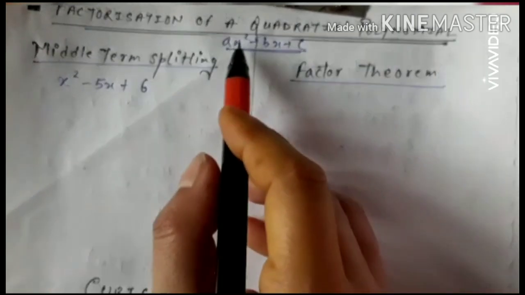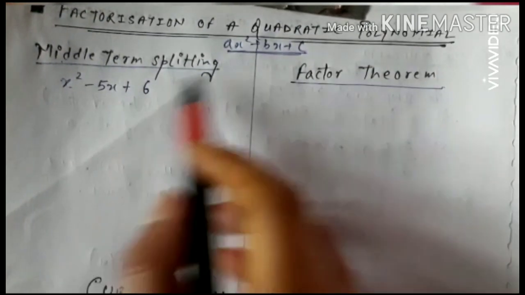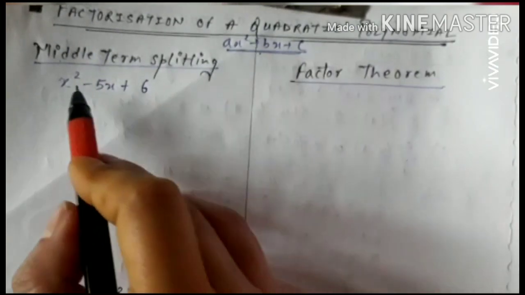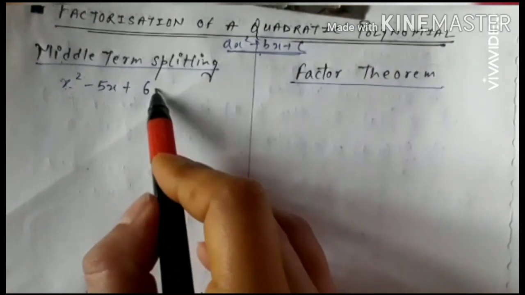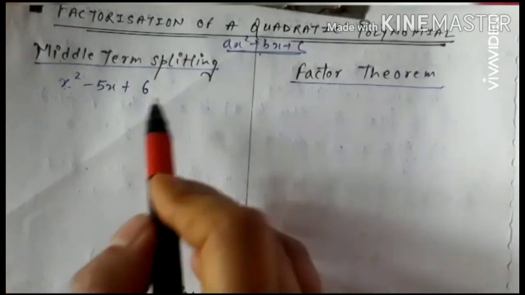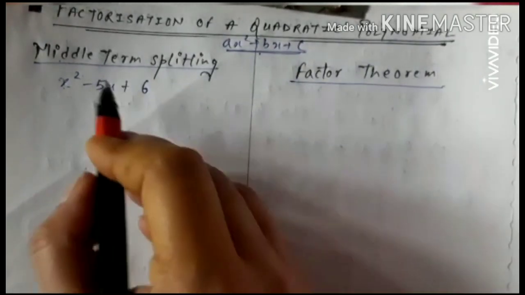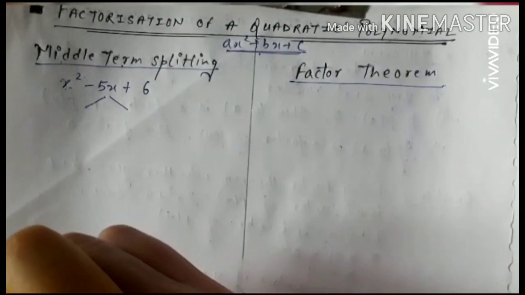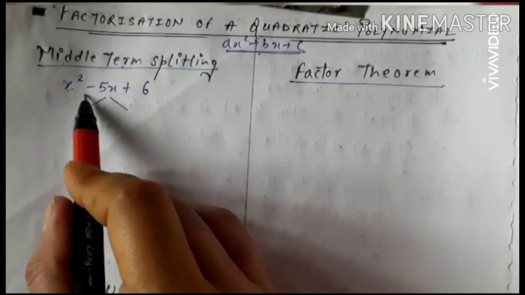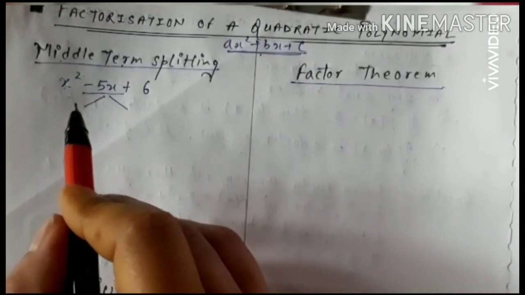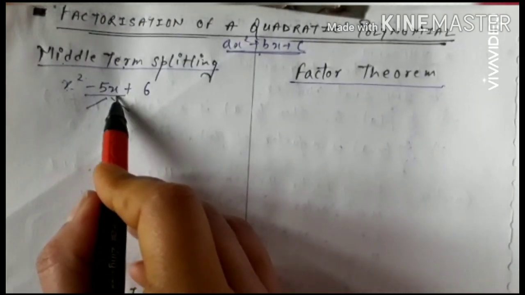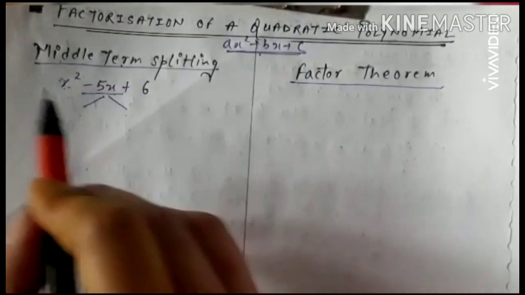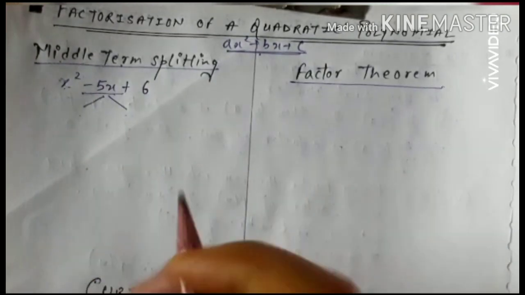So first thing is that you have to take the number firstly in the standard form. It should be in the standard form. Here x square, then x power 1 and then x power 0. That means yes, it is in the standard form. Now you have to split the middle term. How do you have to split this? On adding or subtracting we have to get minus 5x, and when we multiply these two we have to get first into last, that is 6x square.